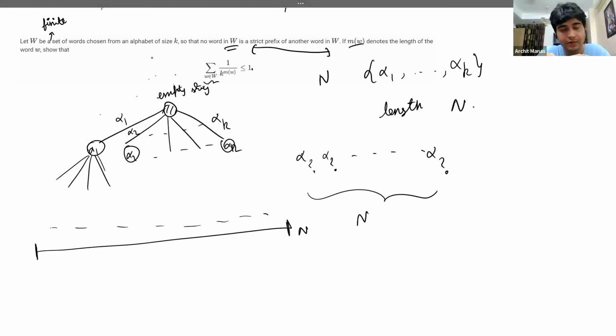So this way you see that you have all the strings of length n as leaves of this tree, right? They're at the bottom layer, so to say, and there's going to be k to the n of them.